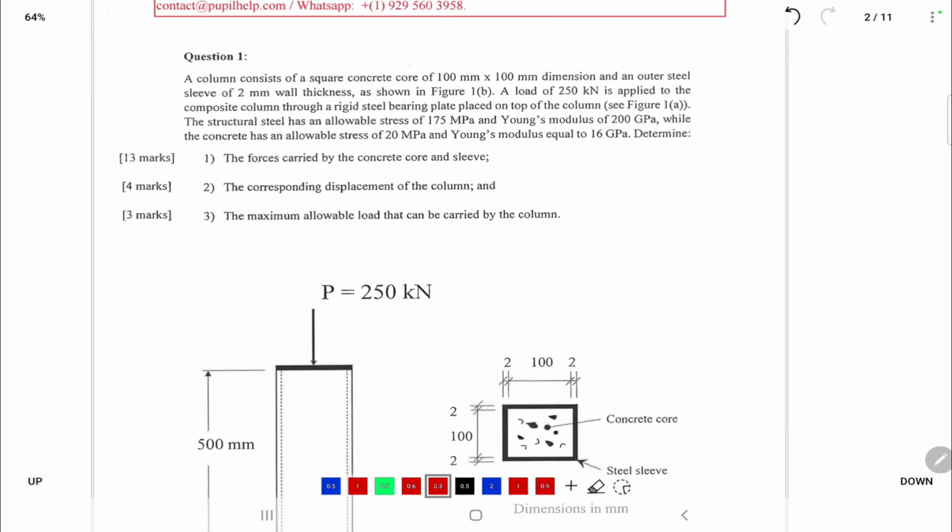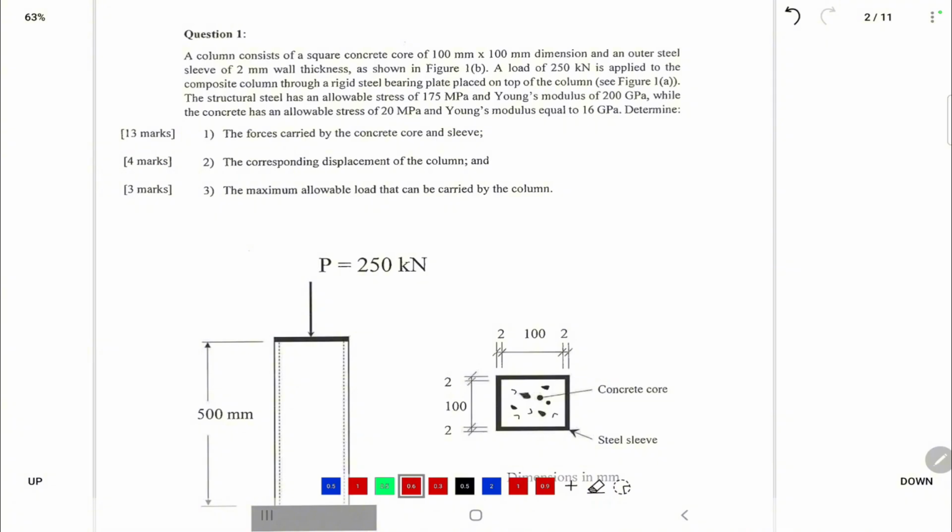So now the first one, I'll use the concept of transformed section. Now I'll compute the area of concrete. Area of concrete is clear: 10 multiplied by 10 to the 3 mm squared. A of steel, the steel sleeve, you can compute either way and you will see that it equals 816 mm squared.